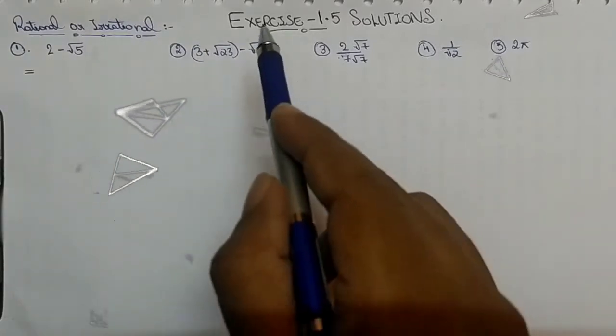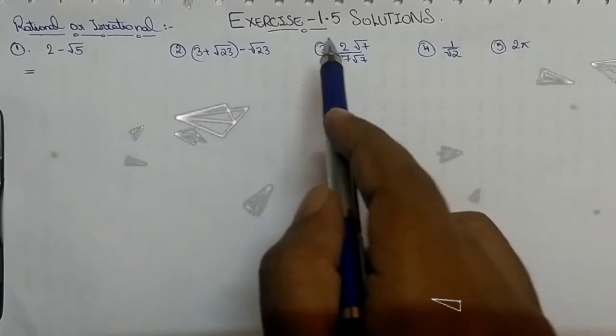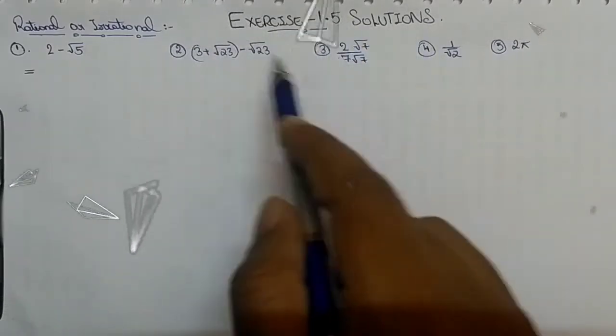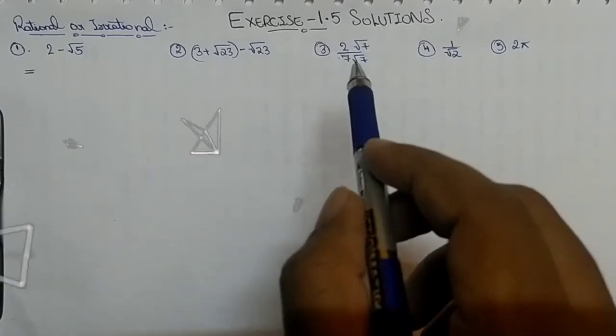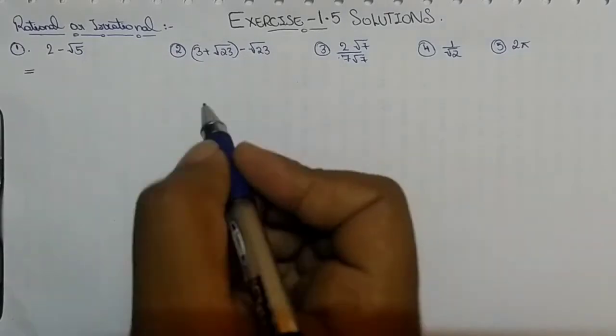Today we are discussing the exercise last but one part of the number system, that's exercise 1.5. I am providing the solution to that particular exercise today. Let's get started without wasting our time.